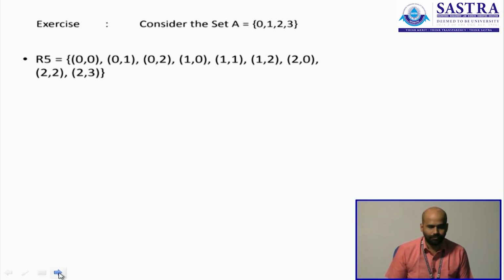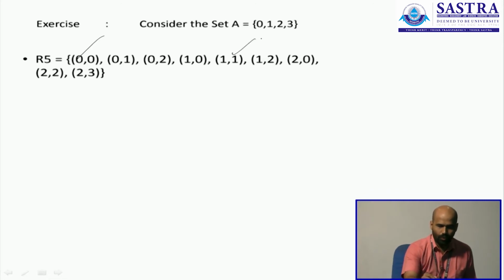And how about this? Look at this set: 0, 0, 0, 1, 0, 2, 1, 0, 1, 1, 1, 2, 2, 0, 2, 2, 2, 3. You have double 0, you have 1, you have 2, 2. You do not have 3, 3, therefore it is not reflexive.